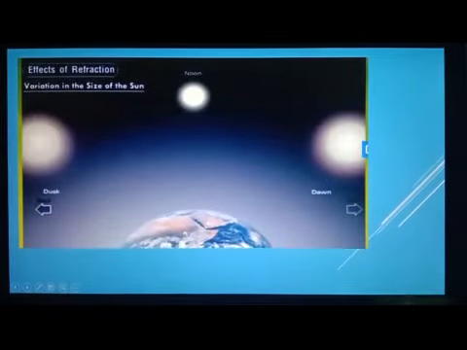Okay, now effects of refraction also can be observed in our everyday lives. For example, why during dusk and dawn is the size of the sun bigger as compared to noon? I mean, at noon the sun is exactly above our head. Okay, now this one can be explained by using the concept of refraction of light.